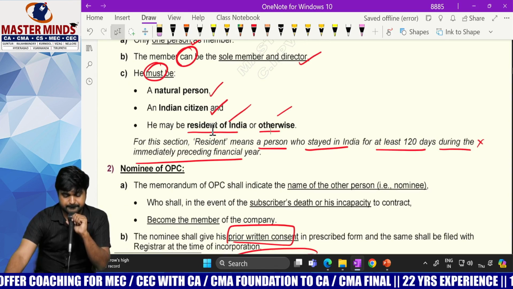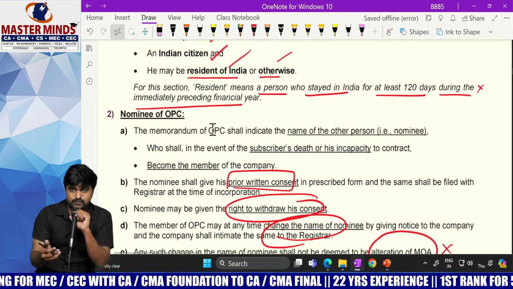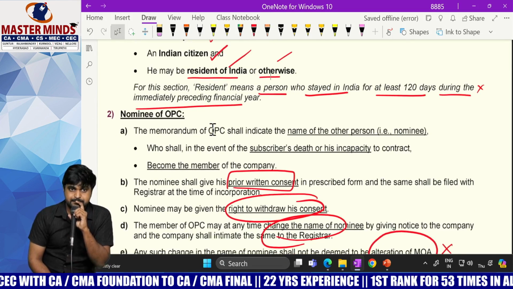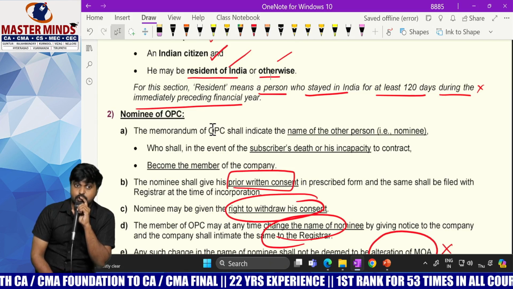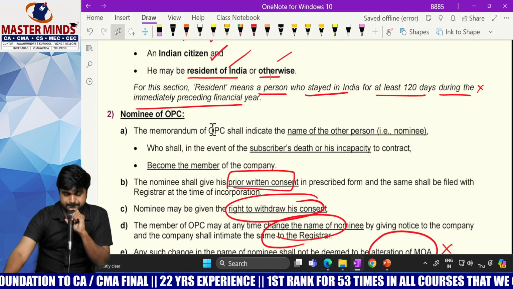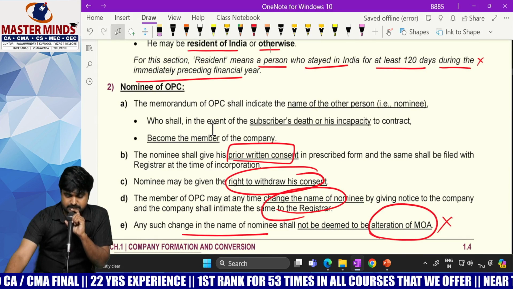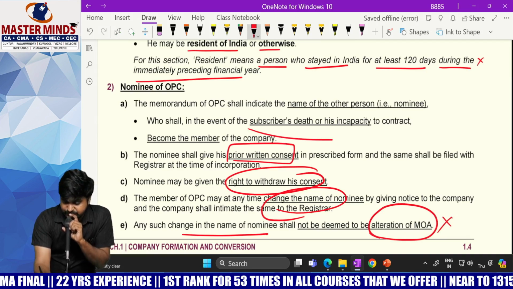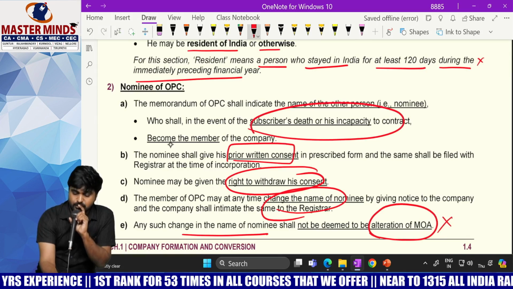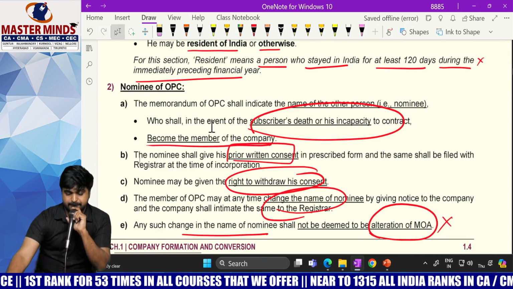Nominee of OPC. The memorandum of OPC shall indicate the name of the other person. So in the memorandum, where can we find the name of the nominee? In a clause called the nominee clause, and this clause is only applicable in case of OPC. Who shall, in the event of the subscriber's death or his incapacity to contact, when anything happens to the subscriber, nothing but the member, then who will sit in that position? Nominee. So the nominee will become the member of the company.